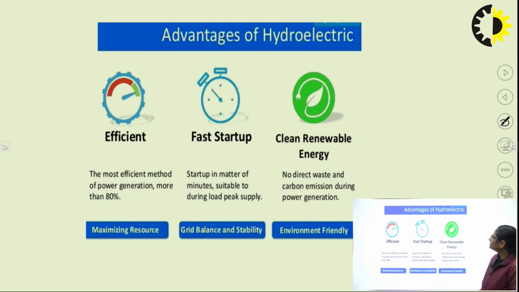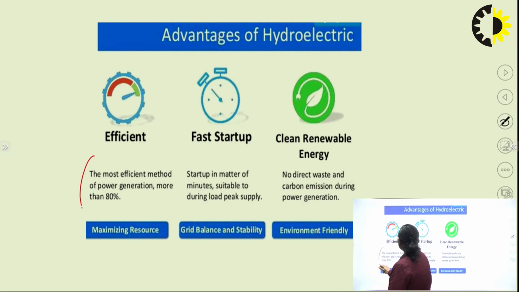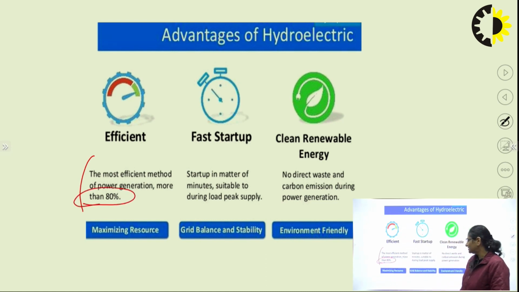Let us see various advantages of hydroelectric power plants. They are very efficient as compared to their counterparts, which are the thermal power plants. Thermal power plants operate at a conversion efficiency of roughly 35% to 40%, but not beyond 40%. Hydroelectric power plants are very efficient. They are actually the most efficient method of power generation, with an efficiency of more than 80%.